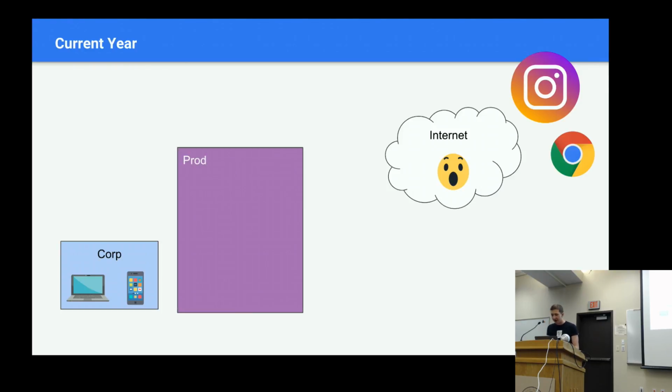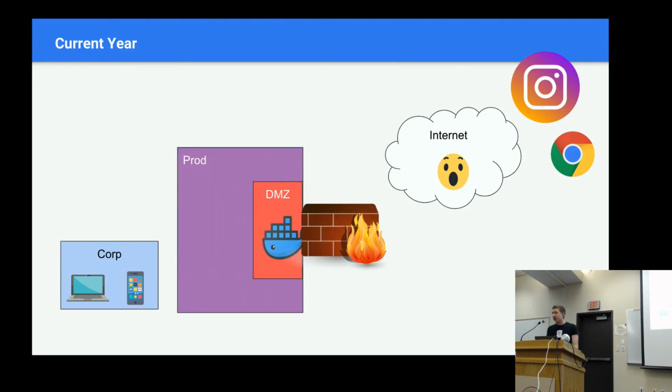So we're going to have a prod again. And what do we do in prod? Well, we know that we need a DMZ, so we set that up, and then obviously we use Docker for our web servers up there because that's the best way to go. And then we'll just put a firewall in front of that and call it a day for the most part.